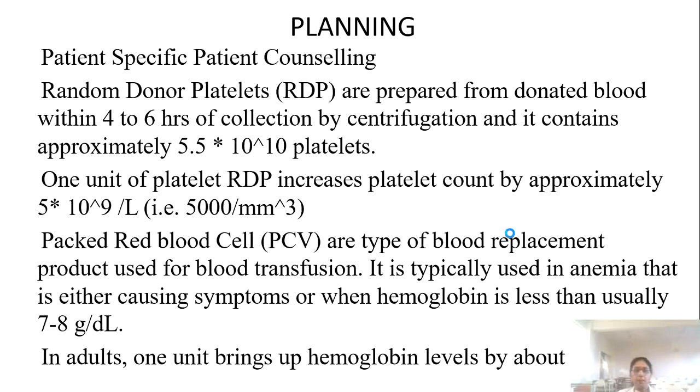So packed red blood cells (PCV) are a type of blood replacement product used for blood transfusion. So the patient is counseled that a transfusion of PCV was given. It is typically used in anemia, either when causing symptoms or when hemoglobin is usually less than 7 to 8 gram per deciliter. So in adults, 1 unit brings up hemoglobin levels by 1 gram per deciliter.